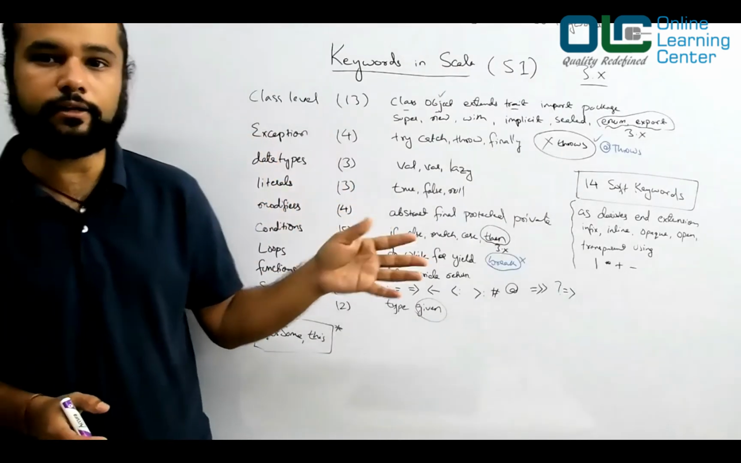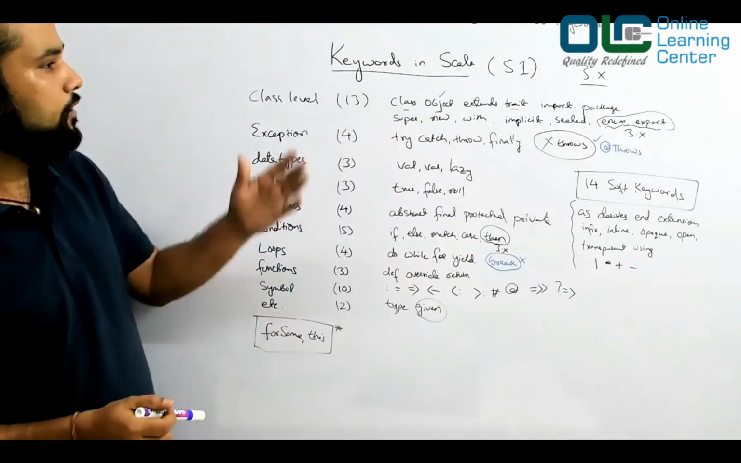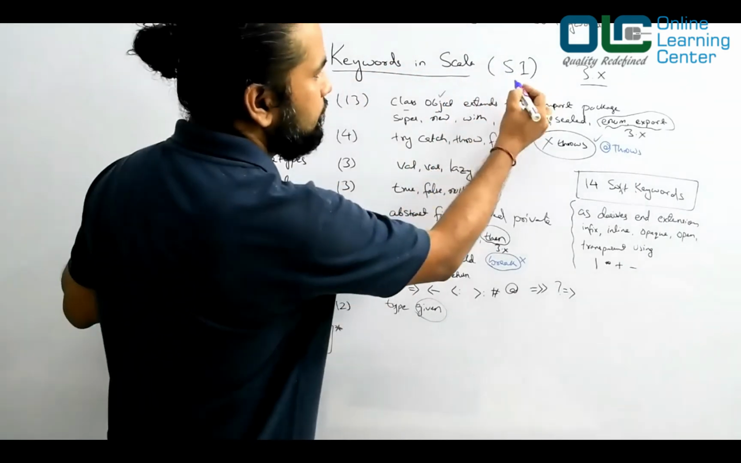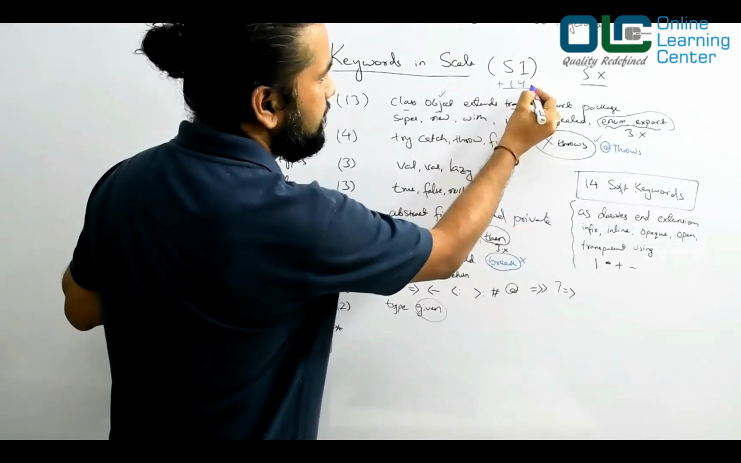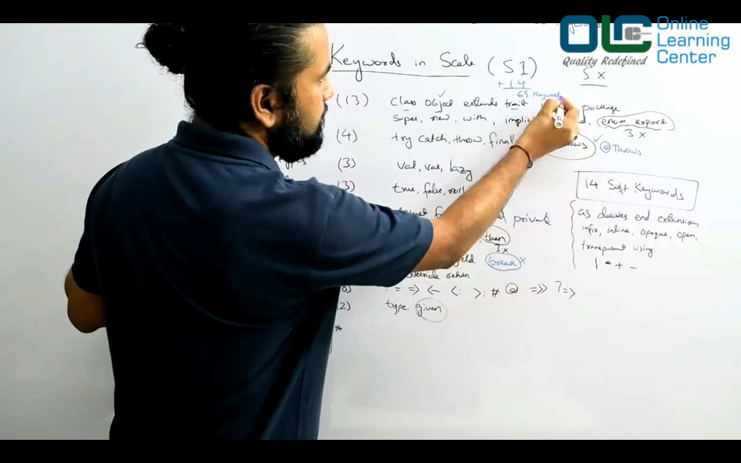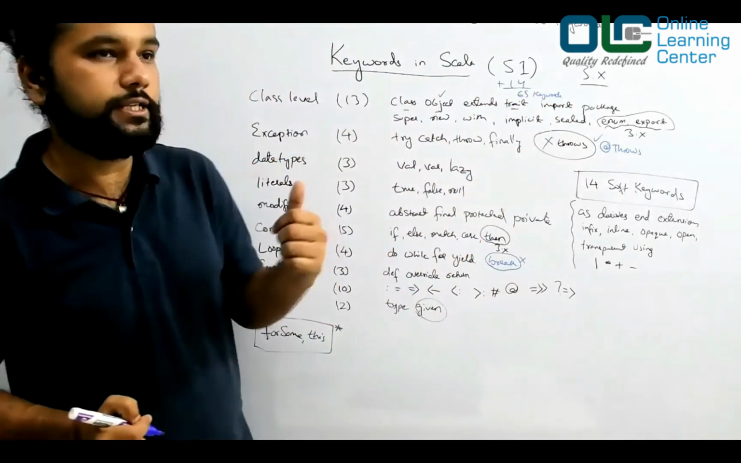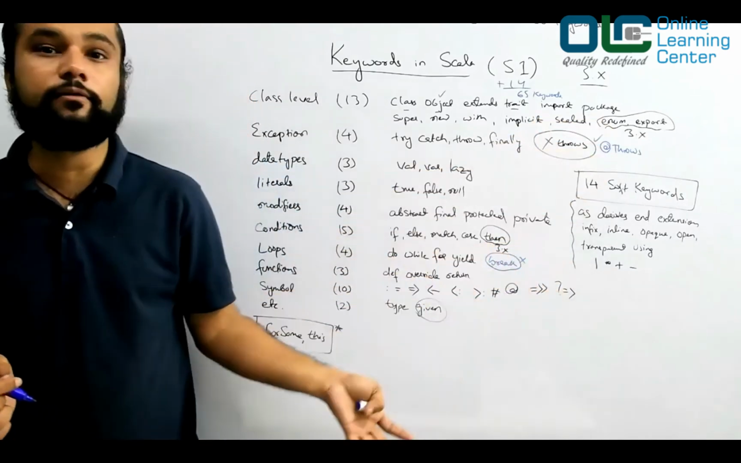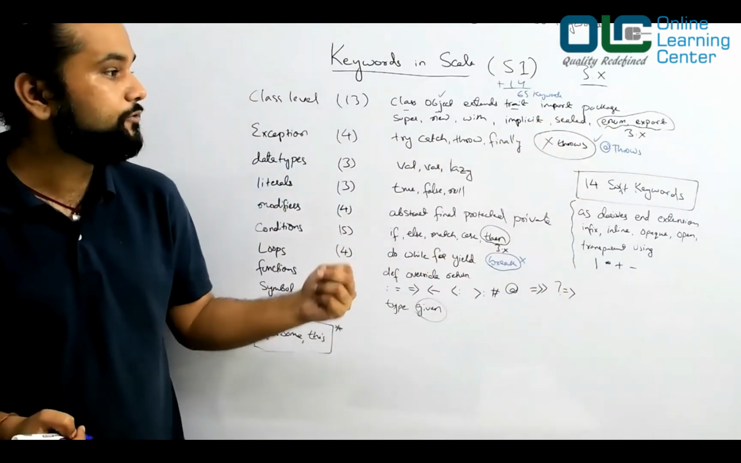So we understood that there are 14 soft keywords in Scala, and we have a regular 51 keywords. Altogether, 51 plus 14 would make it 65 keywords. So you can say that roughly there are 65 keywords, out of which 51 are reserved. What is important for you to understand are these new keywords introduced in Scala 3.